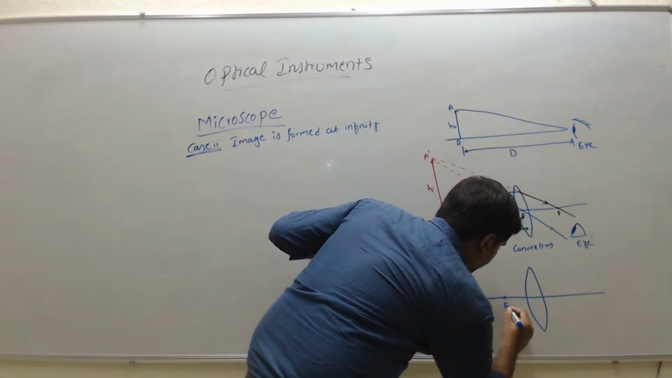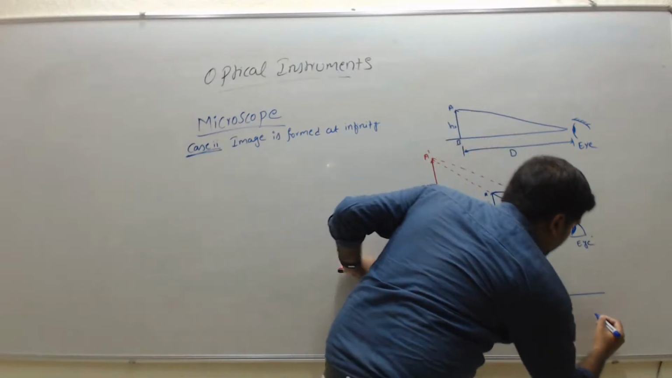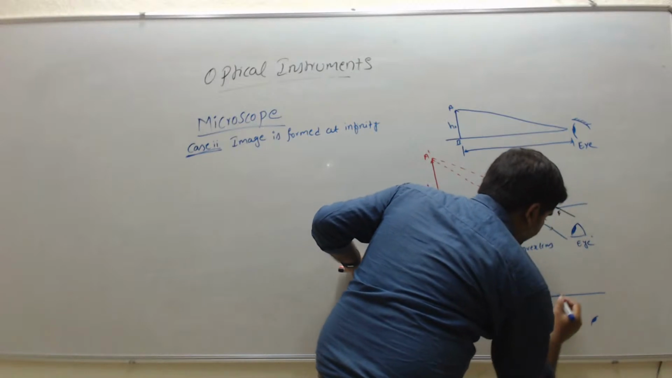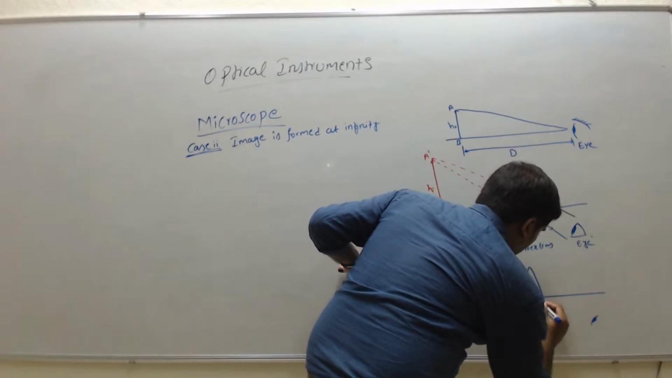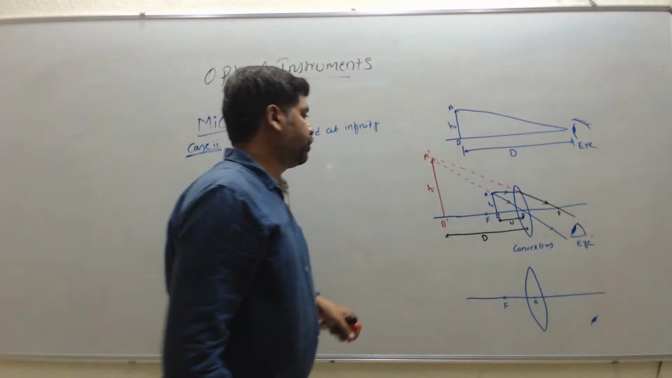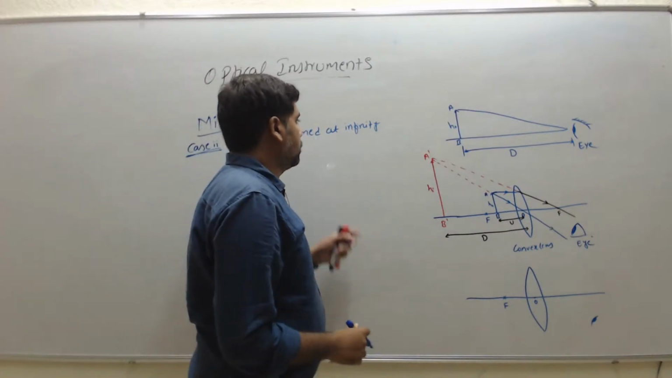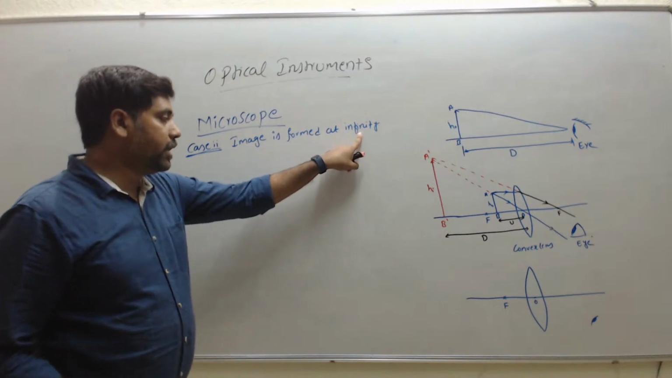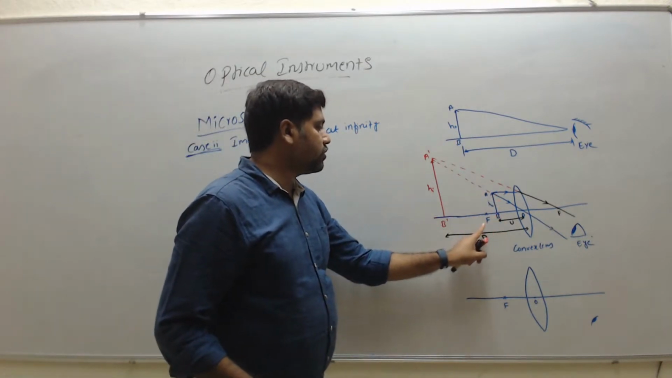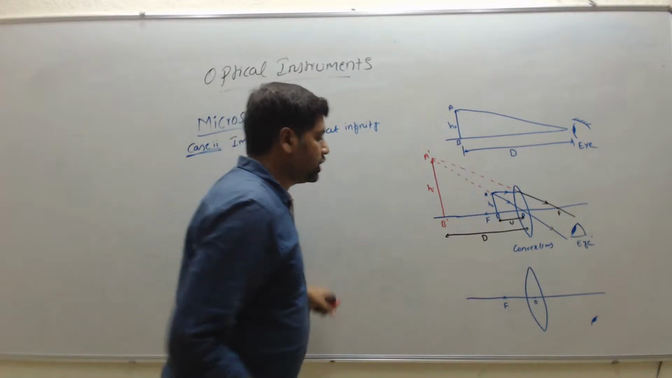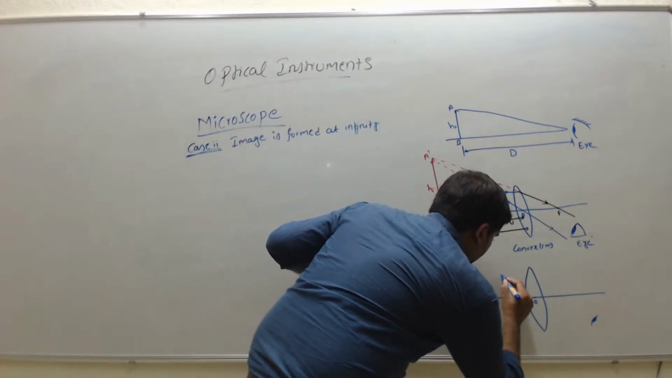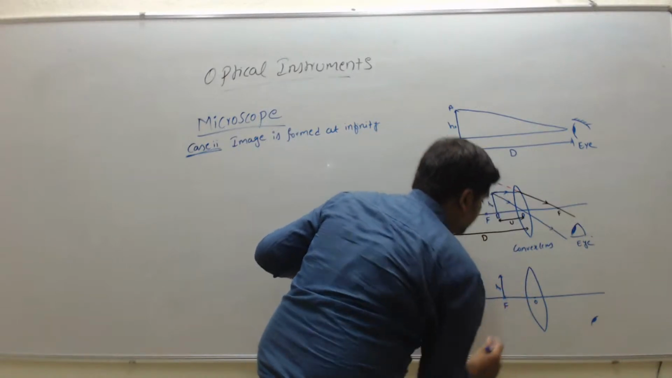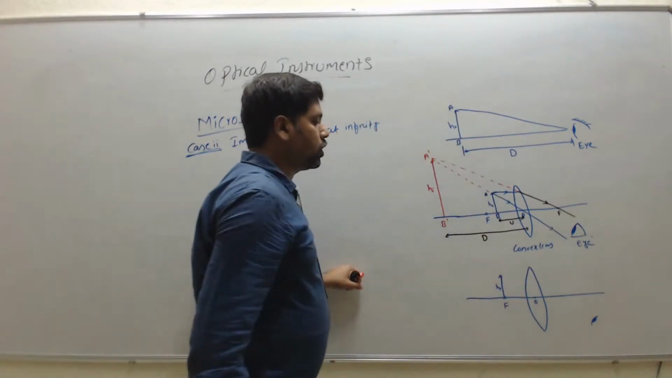Principal axis, it is focus, and here we have eye, and here is the optic center O. So the condition is that the image has to be formed at infinity. This object AB is placed at the focus. So here we are placing the object. That is, object AB is placed at the focus.